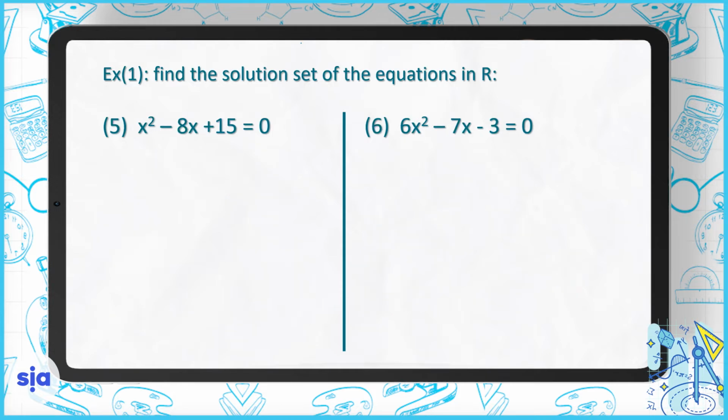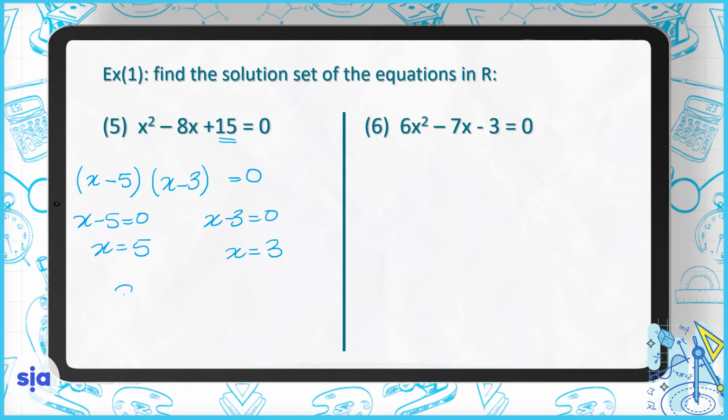Let's now go to question 5. Same thing as we're doing in factorization. So here I want two factors of 15. Their sum is 8. That's so easy for you. I know that. It's (x minus 5)(x minus 3) is equal to 0. So x minus 5 equals 0, and x minus 3 is equal to 0. Then x is equal to 5, or x is equal to 3. So the solution set is 5 and 3.